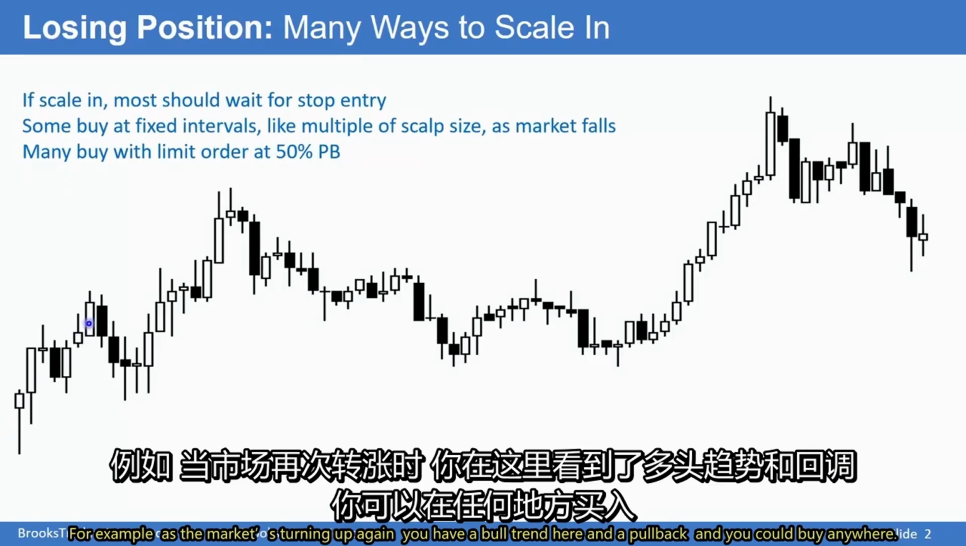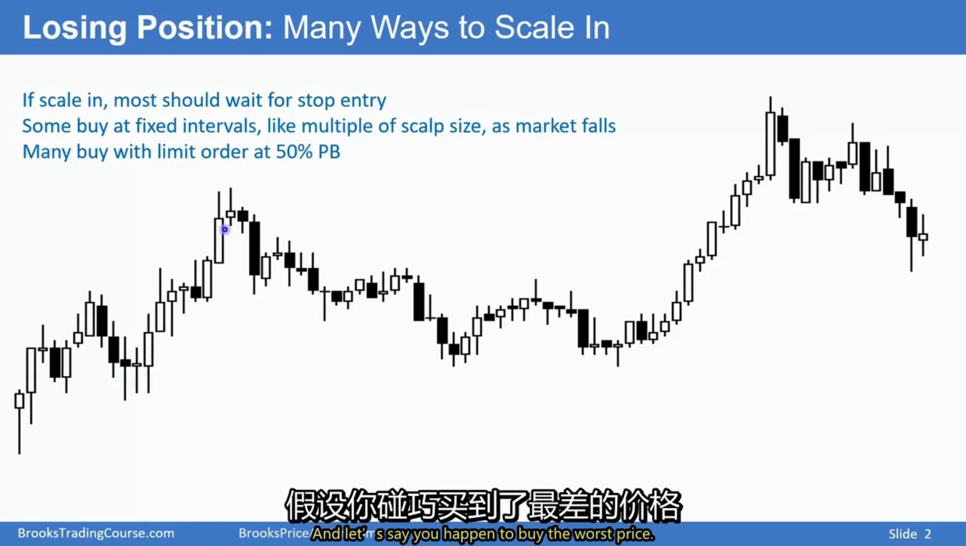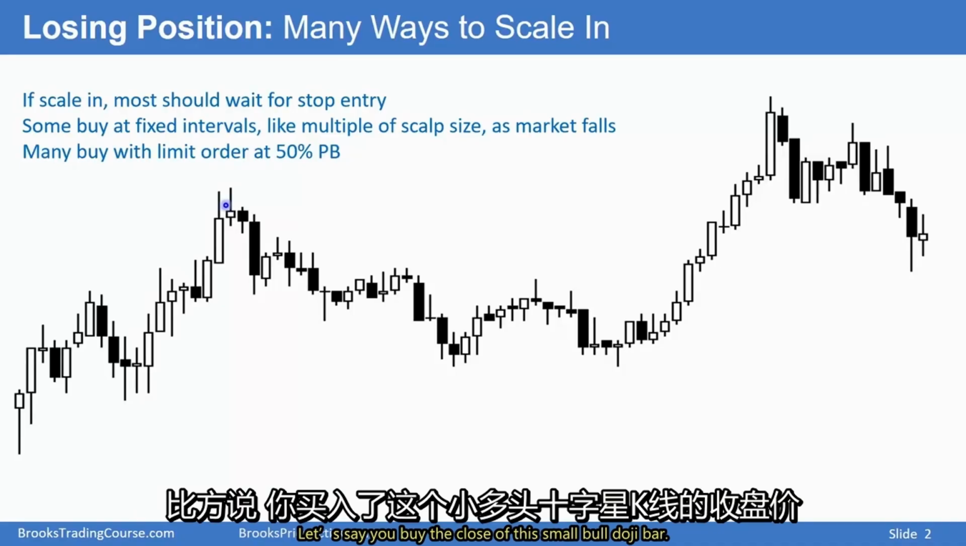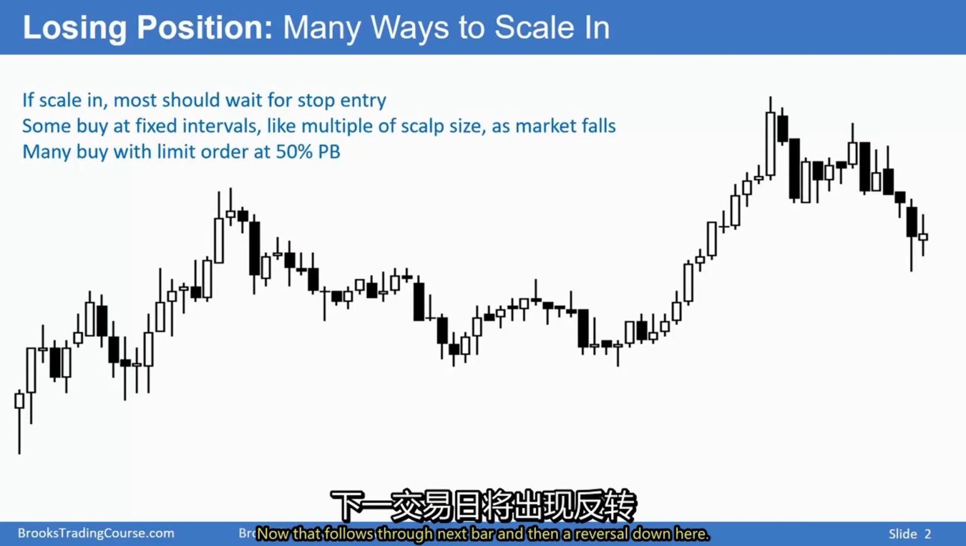You have a bull trend here and a pullback, and you could buy anywhere. And let's say you happen to buy the worst price. Let's say you buy the close of this small bull doji bar. Now, bad follow through, next bar, and then a reversal down here.